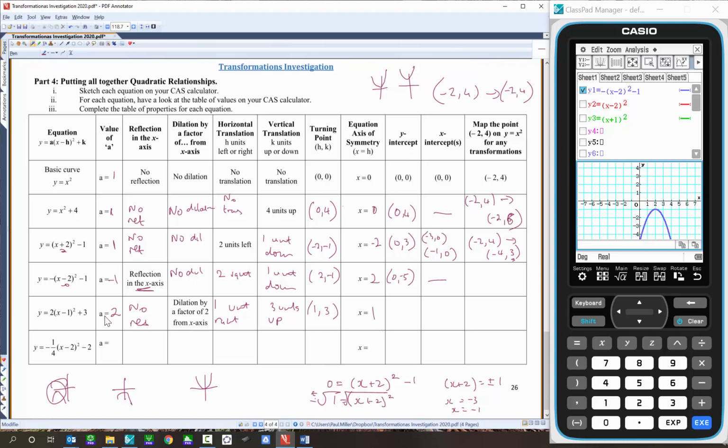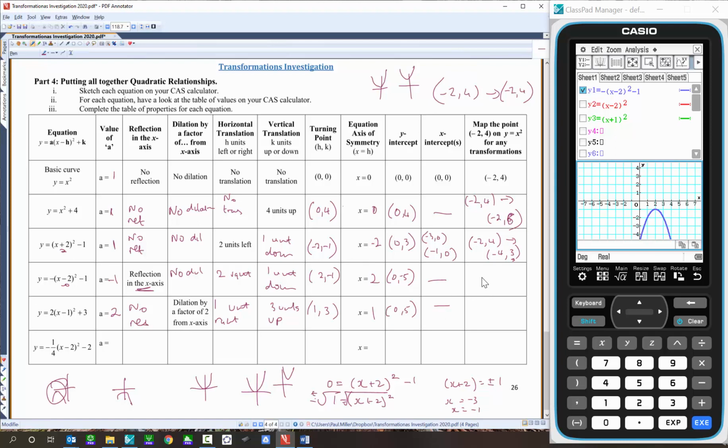The y-intercept when x is equal to 0, negative 1 squared is 1, 1 times 2 is 2, that's going to be 0, 5. Okay, x-intercepts. Originally it was that. Gets dilated, moved 1 unit to the right and 3 units up. It won't have any x-intercepts.